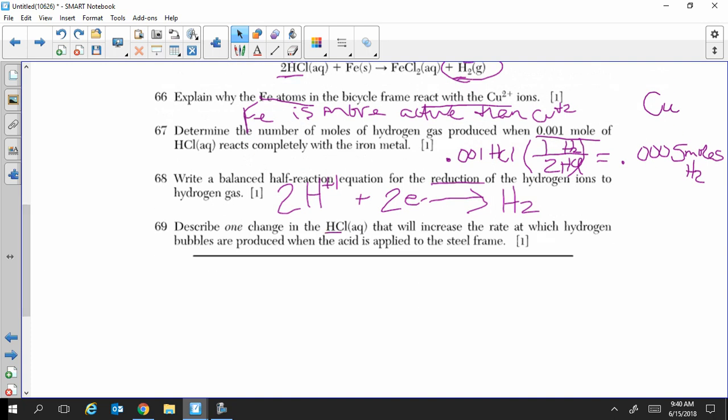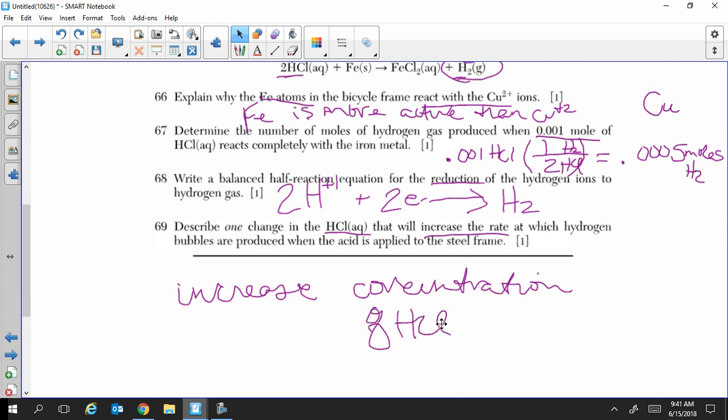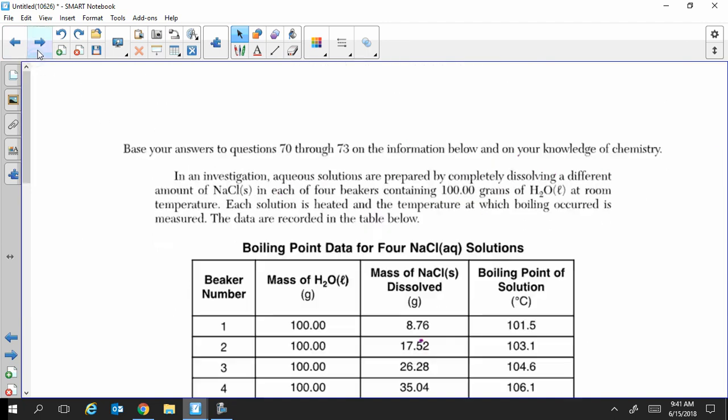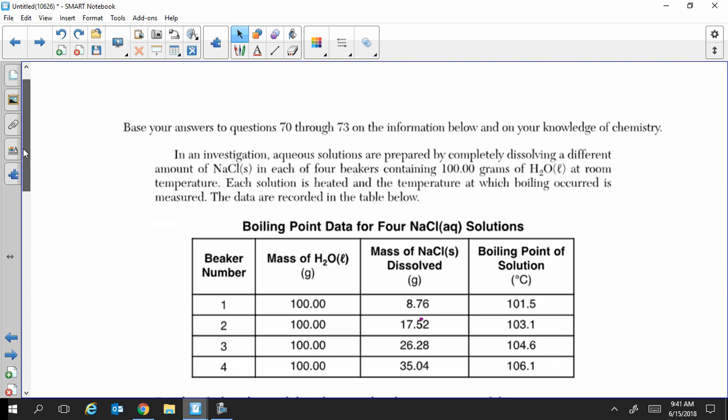Describe one change in the HCl aqueous that will increase the rate at which hydrogen bubbles are added. If I want to make it go faster, I would just increase the concentration of HCl. If you have more HCl, then you have more molecules to collide. So that's the best answer for changing it. You could also heat it up, but I think increasing the concentration would be the best because you have to choose something that is a change to the HCl.